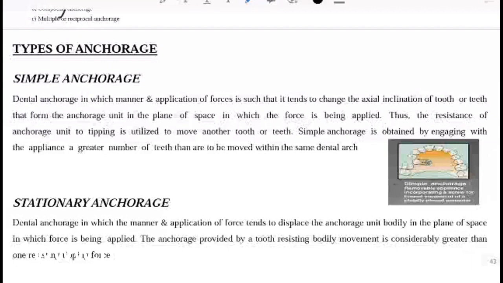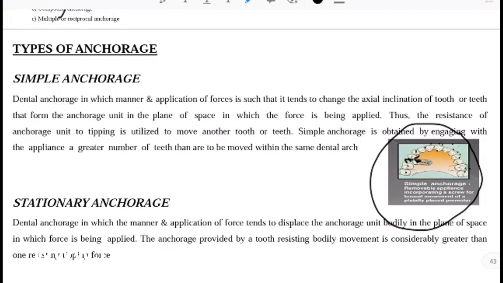We will explain simple anchorage with the help of this example. This is an example for simple anchorage. As you can see in that picture, that's a removable appliance incorporating a screw, because they are trying to pull the palatally placed premolar to a buccal position. They want to pull this tooth in the buccal direction. So here they are using the force from all the other teeth to move this particular premolar in a buccal direction. This is an example for simple anchorage.